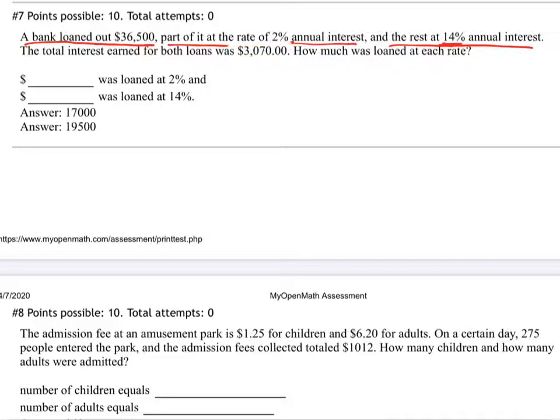And it says the total interest earned for both loans was $3,070. So for one, that's assuming for 1 year. So for 1 year, this was the total interest earned. How much was loaned at each rate? So we'll let X be the amount loaned at 2% and Y be the amount loaned at 14%.